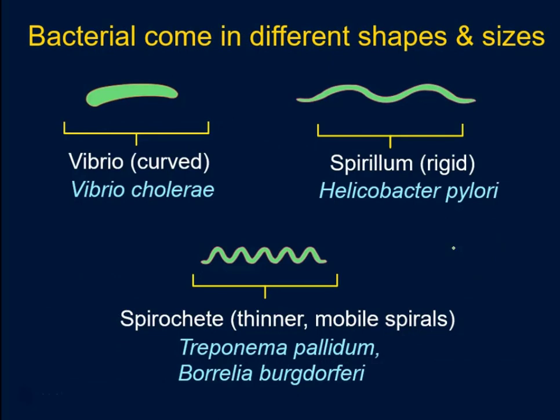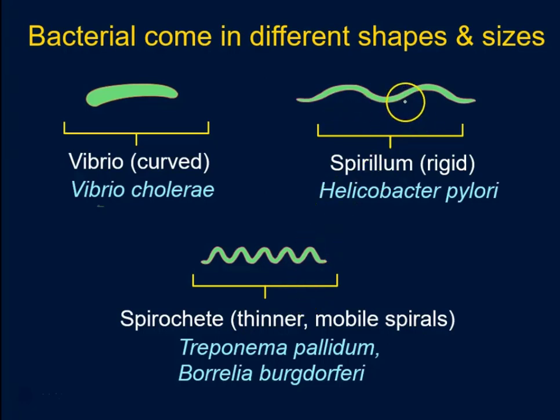Now, even though cocci and bacilli are the major shapes, you can have bacteria with unique shapes. So we have Vibrio cholerae that actually looks like a bacillus, but it's a curved bacillus. So we'll just call it a curved bacteria. Not many of those are out there, but Vibrio is the major genus with curved species. Vibrio cholerae, of course, is responsible for causing cholera, mostly in the third world and developing countries.